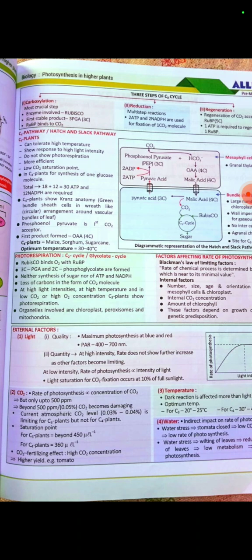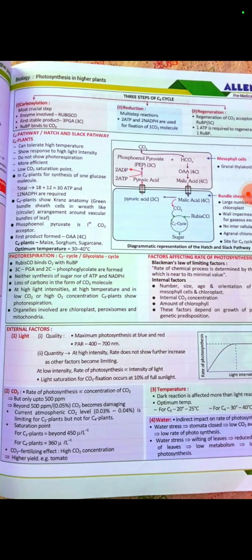Next, C4 pathway or Hatch and Slack pathway. C4 plants can tolerate high temperature, show response to high light intensities, do not show photorespiration, and they are more efficient. They have a low CO2 saturation point. In C4 plants, for synthesis of one glucose molecule, total 30 ATP and 12 NADPH are required.